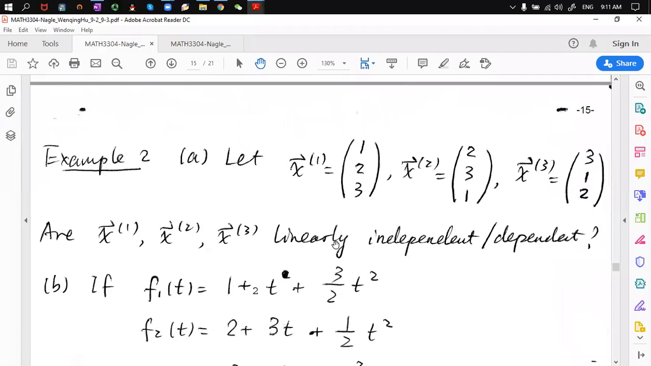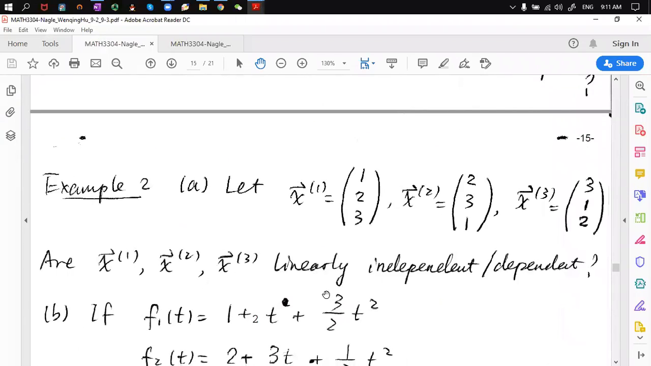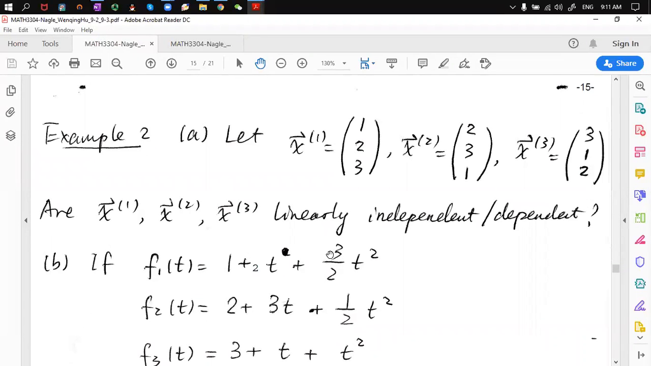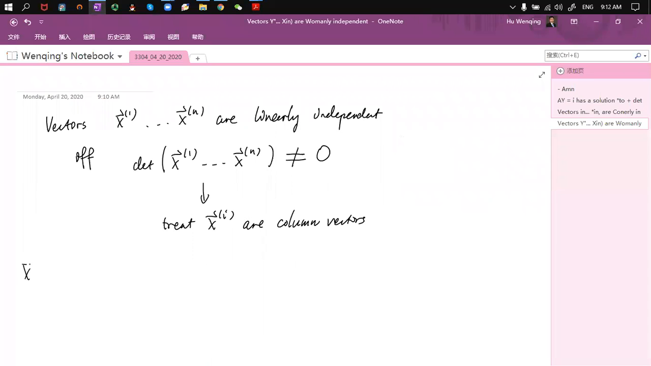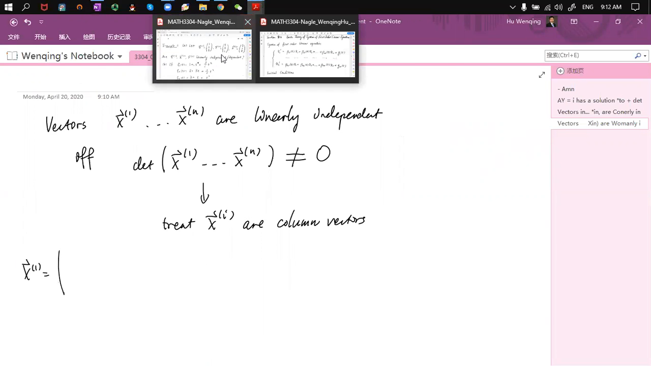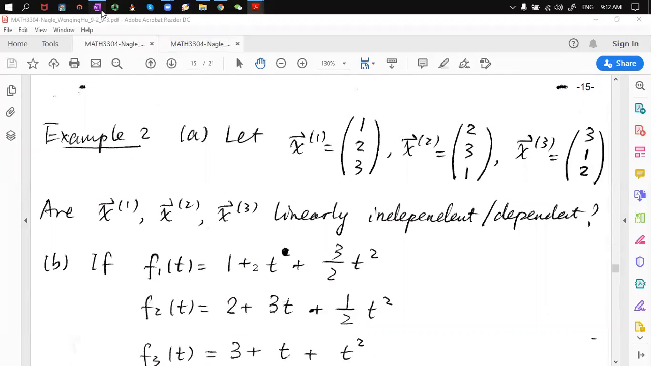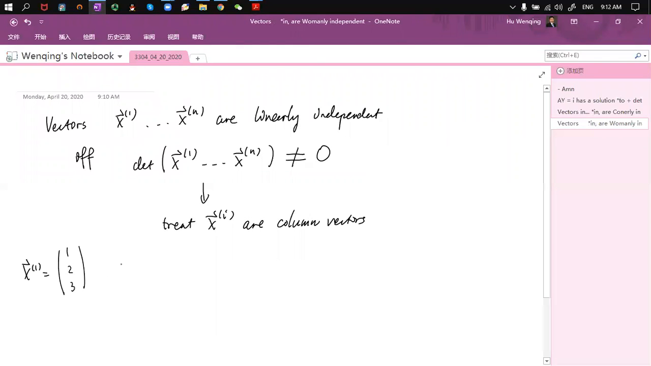Here I have a nice example talking about these relations. If you have three vectors, x1 is (1, 2, 3), x2 is (2, 3, 1), x3 is (3, 1, 2), are they linearly independent or dependent? There are three vectors: x1 equals 1, 2, 3, x2 equals 2, 3, 1, and x3 equals 3, 1, 2.